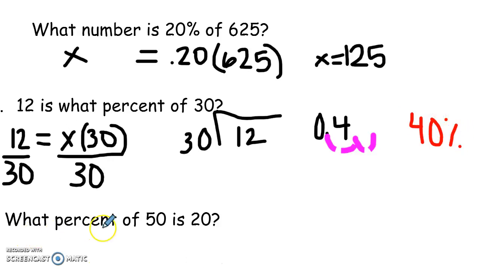See if you can translate this last one. Pause the video and try to translate it on your own. So you should have gotten what percent, x, of means multiply, of 50 is equals 20.